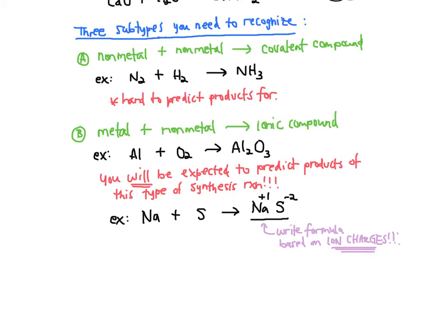And so if that's the case, if these cross down, so your 2 ends up here and your 1 ends up here, you are going to end up with Na2S, and your charges are going to go away because they cancel out. So your formula for your compound is Na2S. So you've just predicted the product of that reaction. So I'm going to star that so you know that that's one of those that you're going to need to be able to predict products for based on ion charges.